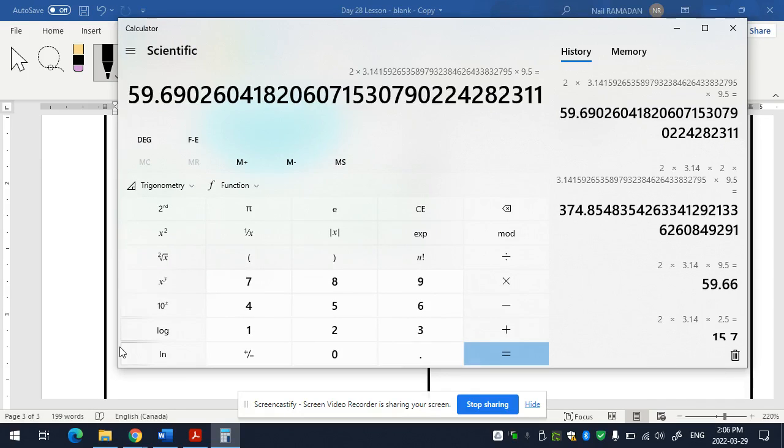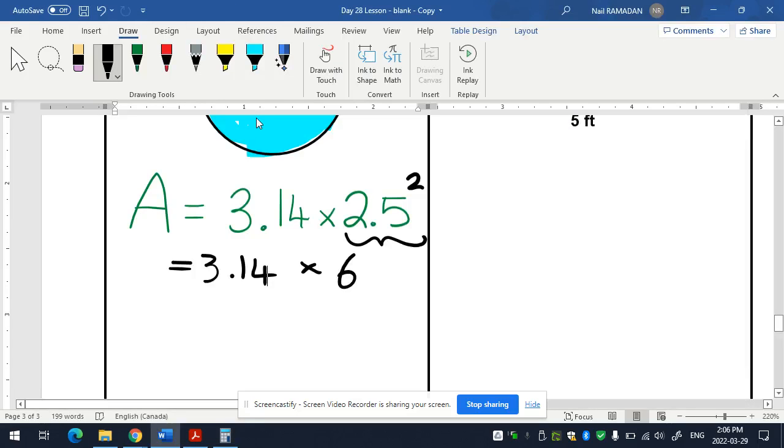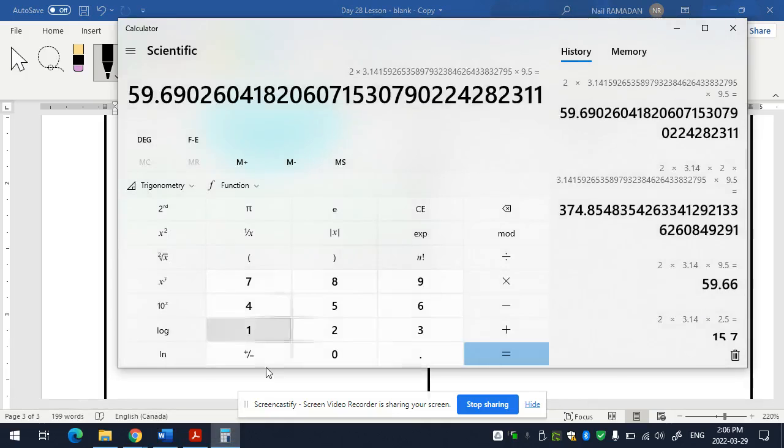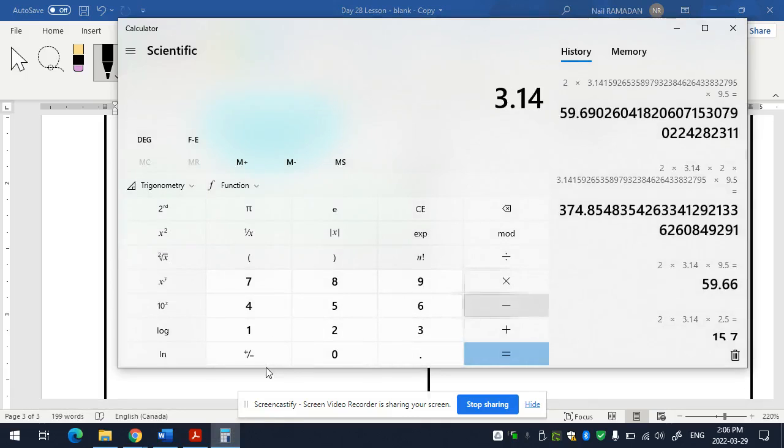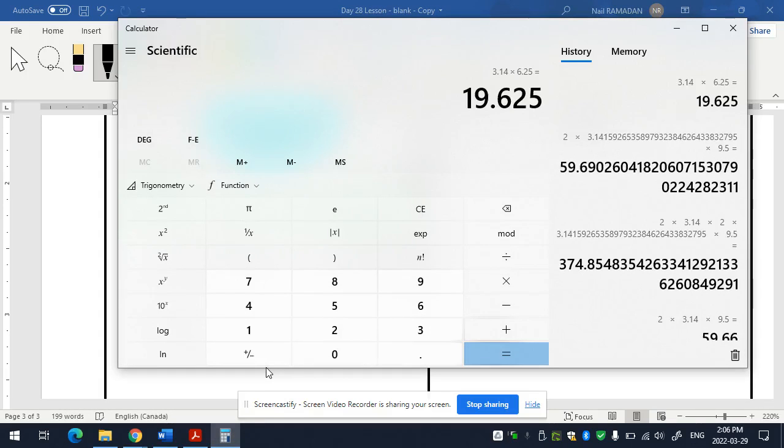Obviously, because the most common one is the 2, you don't need shift or anything. Other powers, you need shift or other buttons to get to it. I can show you once we're done. 6.25. Okay, so what's this? Well, the rest is just easy. 3.14 times 6.25. How much? 19.625.